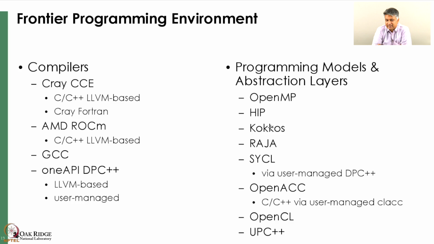Different programming models exist simply because this is a machine which is shared memory, which is also distributed memory. So you have OpenMP, you have other advanced programming models and abstraction layers like Kokkos, RAJA, SYCL, OpenACC, OpenCL, and UPC++. Due to the vast nature of this material, we would be covering only the most popular abstraction layers and programming models in this course, namely OpenMP, OpenACC, CUDA, MPI, and so on and so forth.